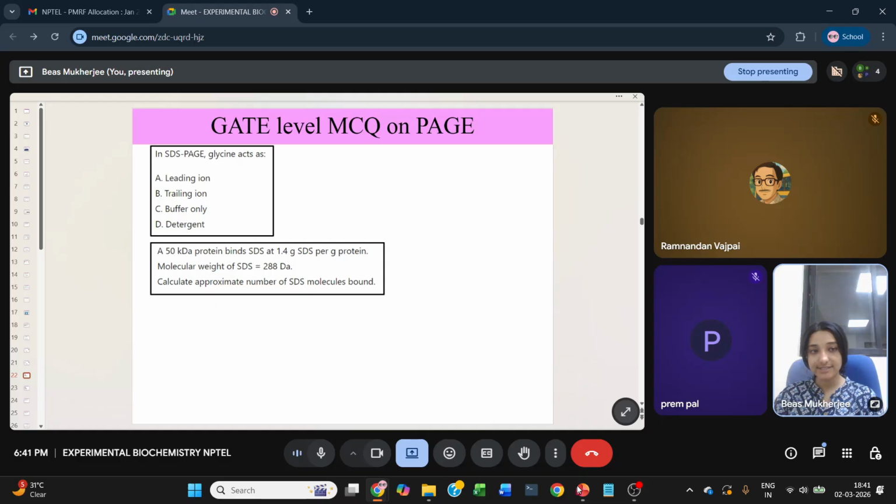And then we have one numerical. In the GATE exam, GATE Excel and GATE BT, you can expect a lot of numericals. So these are numerical answer type tests or NATs. In this NAT, they are asking you to calculate for a 50 kDa protein which binds SDS at 1.4 gram SDS per gram of protein. The molecular weight of SDS is given. So they are asking you to calculate the approximate number of SDS molecules bound. Okay. So how are you going to do that? We will look at that now.